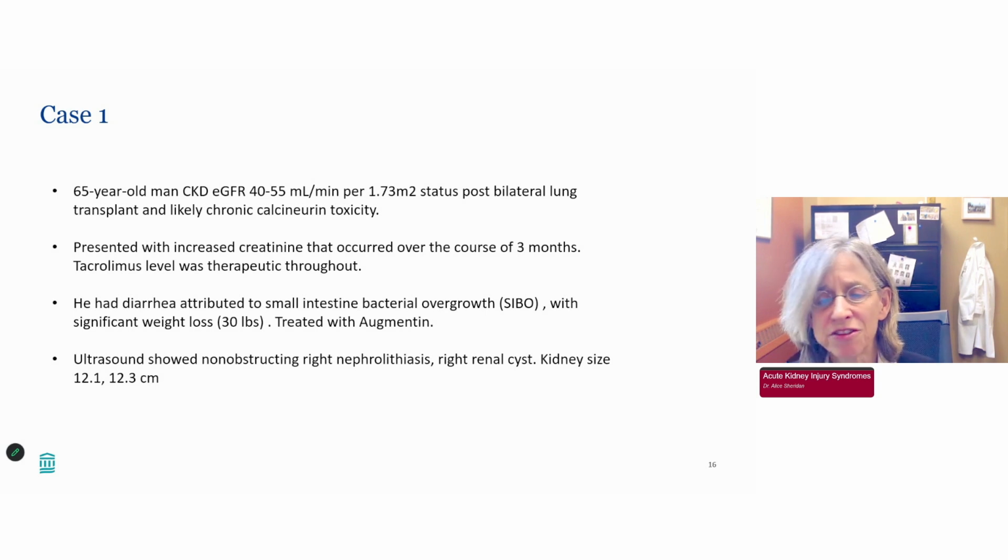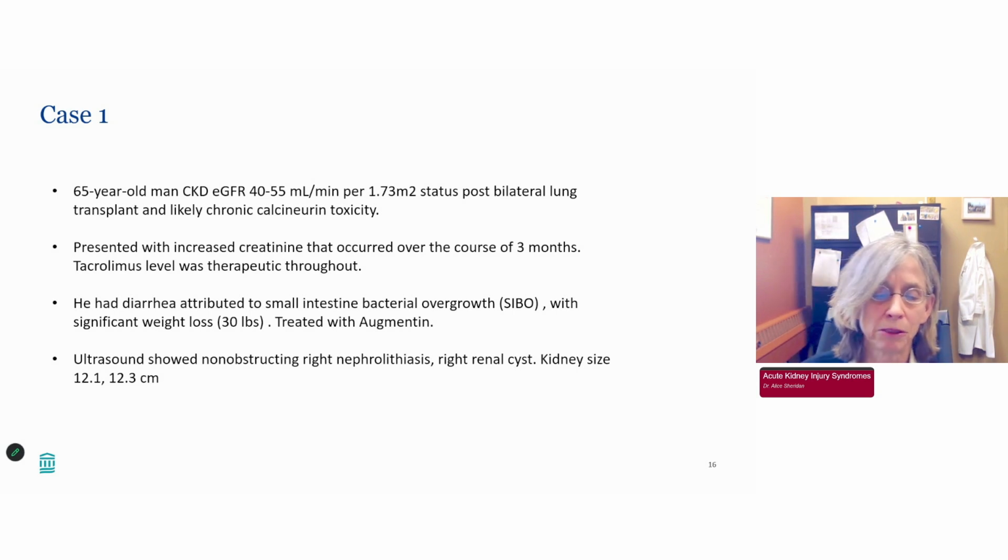He has CKD 3A, status post-lung transplant on a calcineurin inhibitor. The CKD was attributed to the calcineurin. He then develops a bump in creatinine that clearly occurred over the course of 3 months. By his history, during this time he had absolutely unremitting diarrhea that had been evaluated at an outside hospital, in fact two outside hospitals, and attributed to small bowel intestinal bacterial overgrowth. He sustained a 30-pound weight loss during this time.